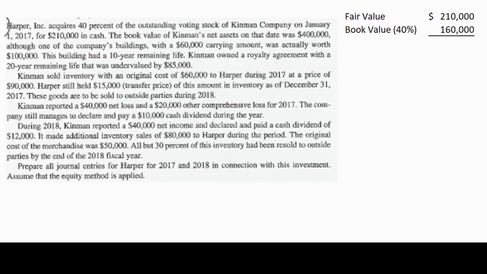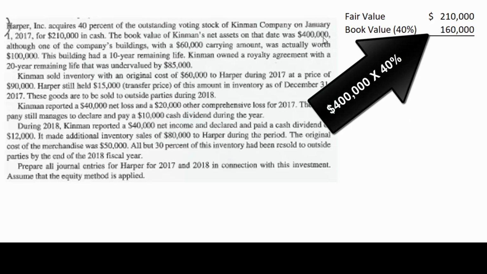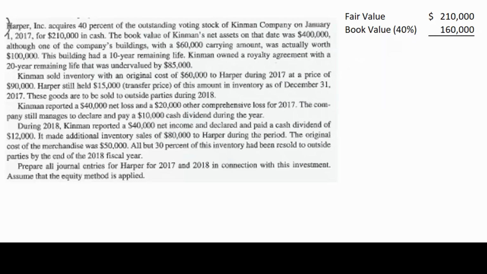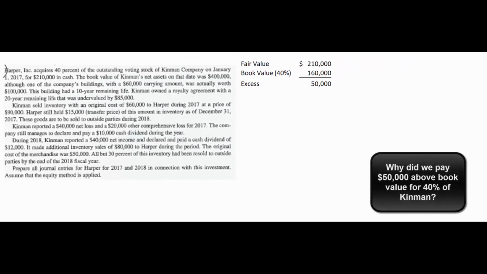So why did we pay more than book value? It tells us that we paid $210,000, so that must be what it's worth. That must be the fair value of 40% of this company. The book value is $400,000 for the whole company. We bought 40% of that. 40% of $400,000 is $160,000. So that means we have an excess of $50,000 that we have to explain.